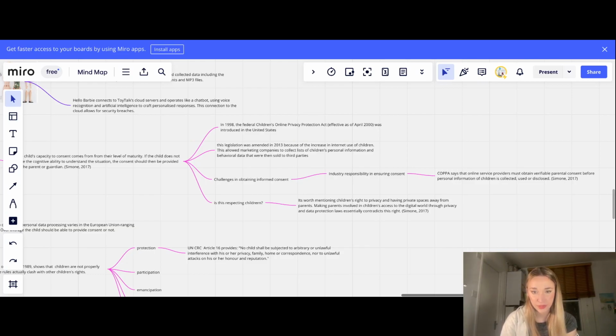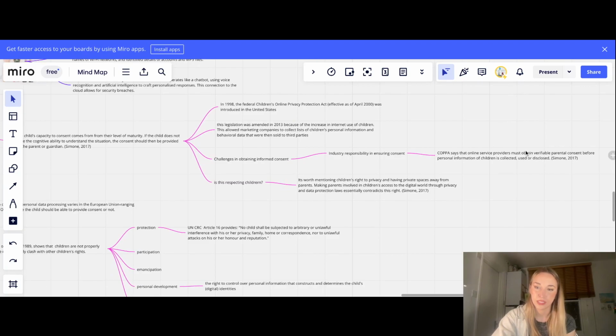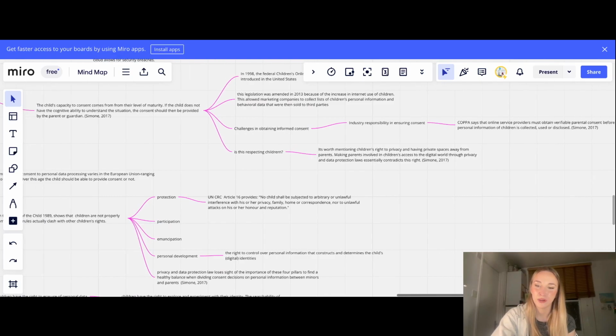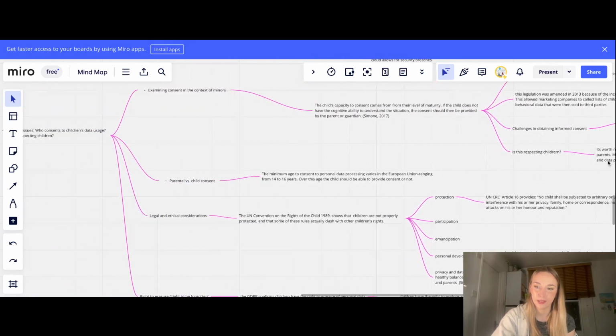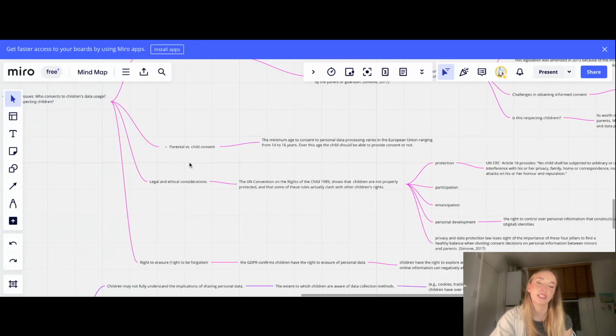Is this respecting children? It's worth mentioning children's right to privacy and having private spaces away from parents. Making parents involved in children's access to the digital world through privacy and data collection laws essentially contradicts this right in the case of obtaining verifiable parental consent before personal information is collected. That doesn't allow children to have their own personal lives. So, parental versus child consent. The minimum age to consent to personal data processing varies in the European Union, ranging from 14 to 16 years old. Over this age, the child should be able to provide consent or not.